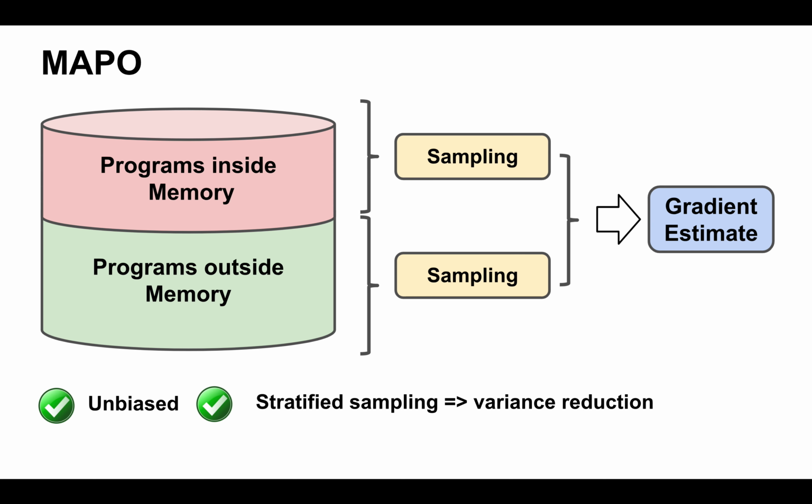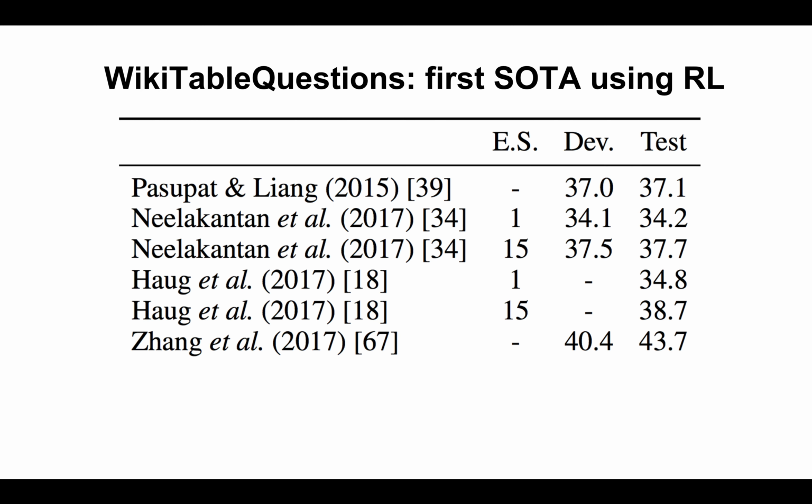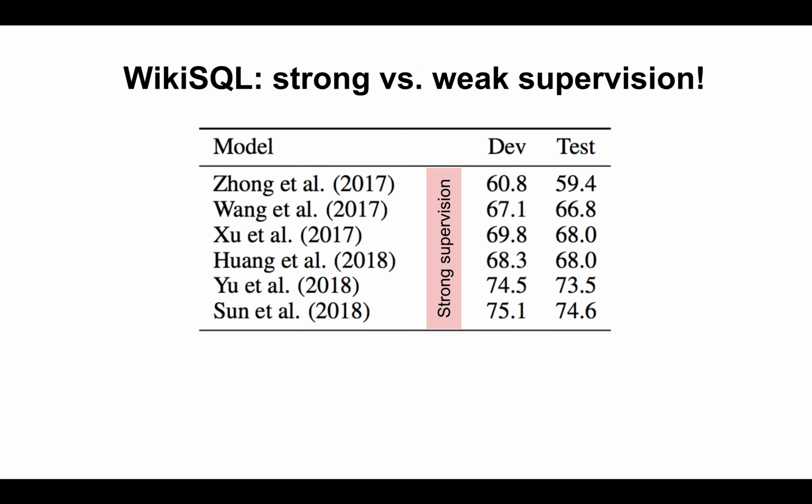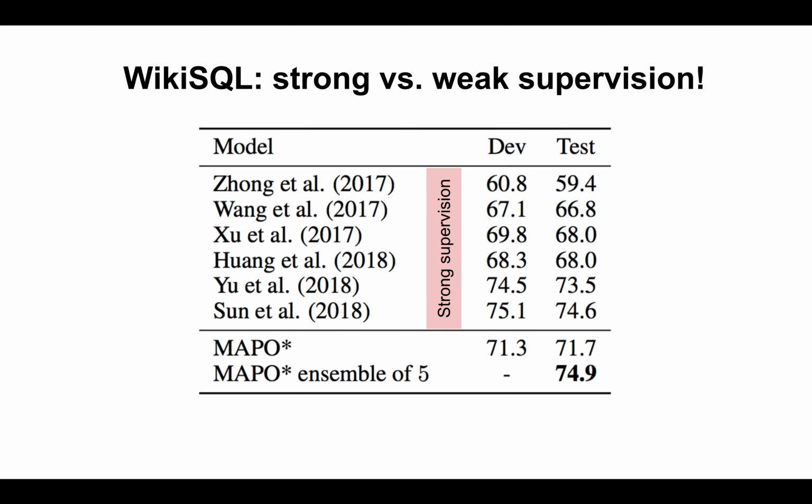We evaluate MAPO on two challenging program synthesis and semantic parsing benchmarks. On WikiTableQuestions, MAPO is the first state-of-the-art approach using RL. On WikiSQL, while most of the state-of-the-art methods are using ground truth programs as strong supervision, MAPO only needs a final answer as weak supervision and achieved competitive results.